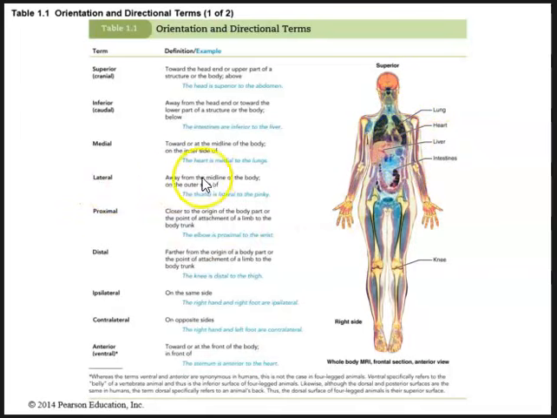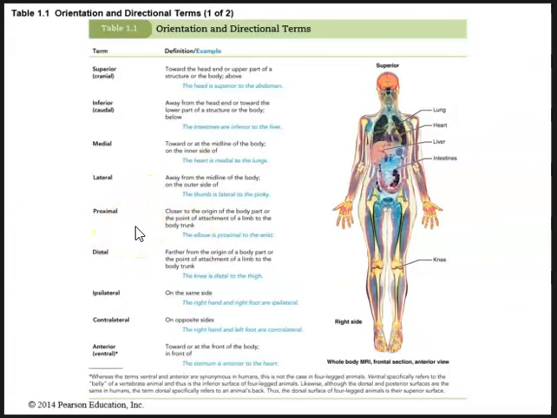So lateral means away from the midline of the body or on the outer side of. So the thumb is lateral to the pinky. Okay, so we know the pinky is actually more towards, if we're in anatomical position, more towards the midline of the body, whereas the thumb is away from that midline.